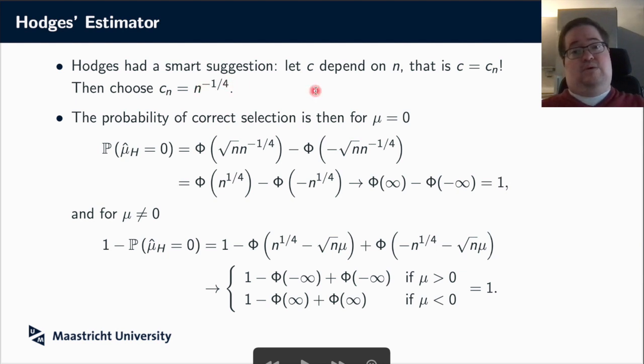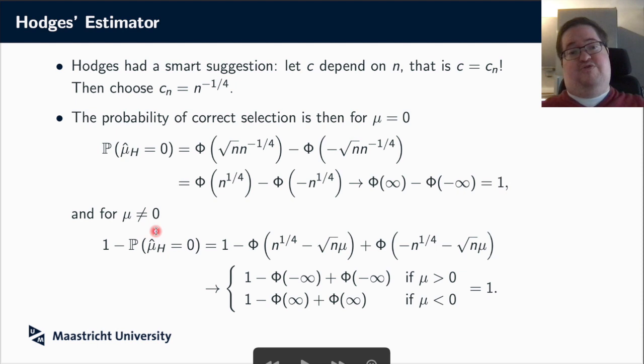Well, if you do that and you just plug everything in, then you get the probability that you set the estimator equal to 0 if mu is really 0 is phi of n to the power 1/4 minus phi of minus n to the power 1/4. The first one goes to infinity, the second one goes to minus infinity, so we get 1 minus 0, which is 1. Well, that will indeed guarantee us that we set the estimator equal to 0 if we really should.